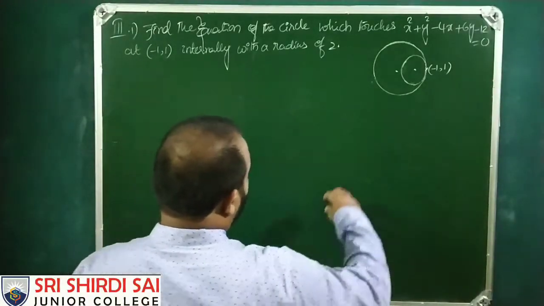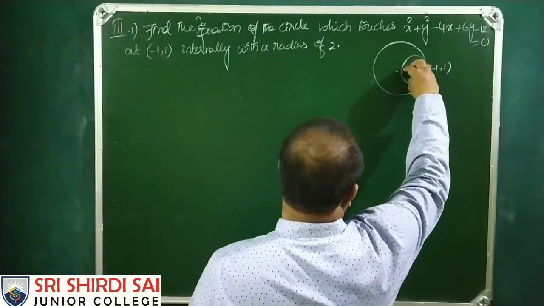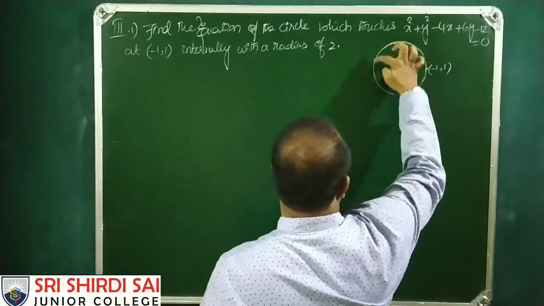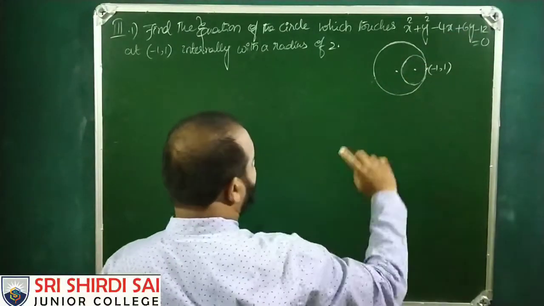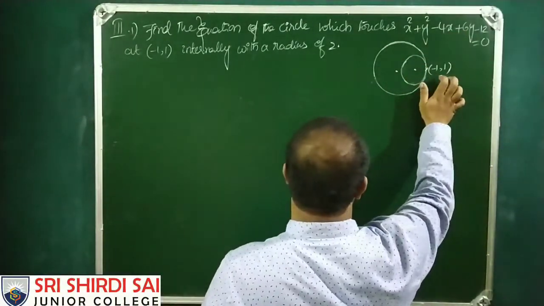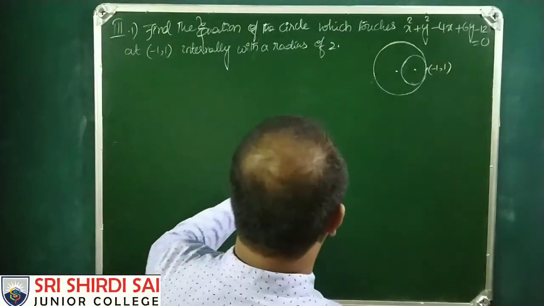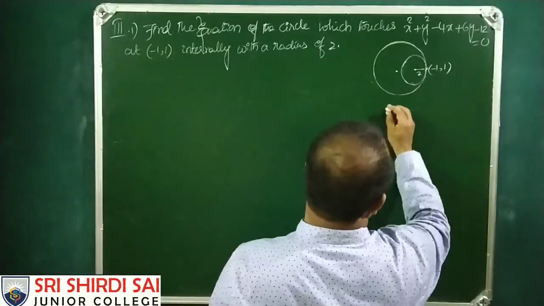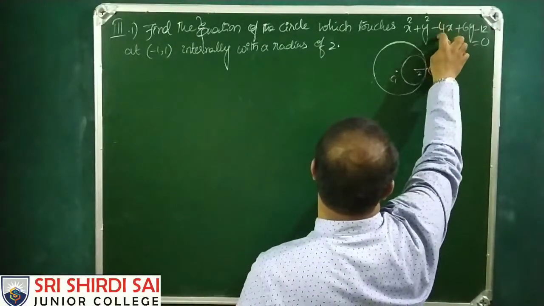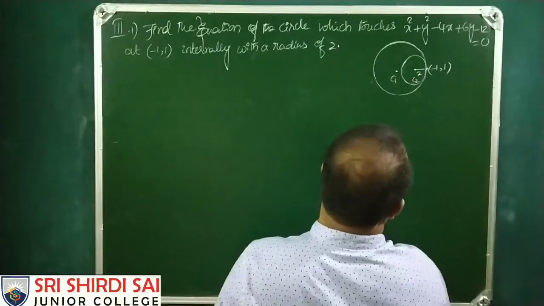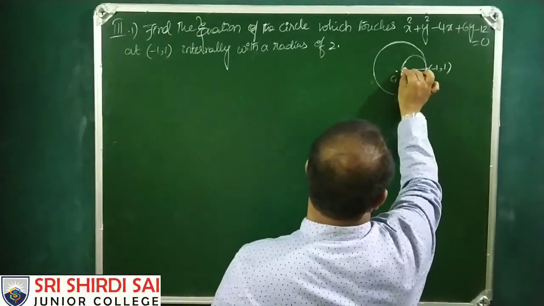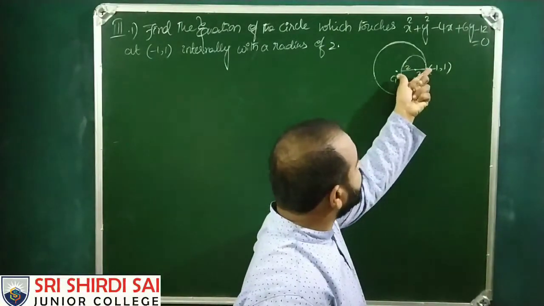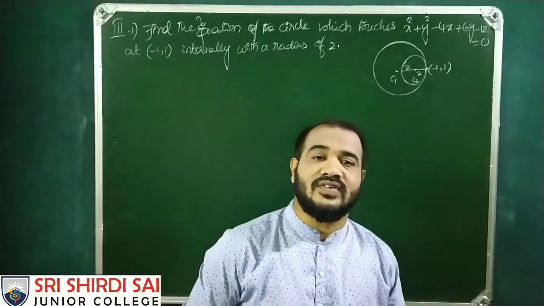So we need to find the equation of this circle. This circle is lying inside the given circle. This is the given circle, and both are touching at the point (-1, 1), and the required circle's radius is how much? 2. C1 is the center of the big circle, C2 is the center of the small circle. If this is 2, this is also 2, that means the total diameter is 4 of the required circle.